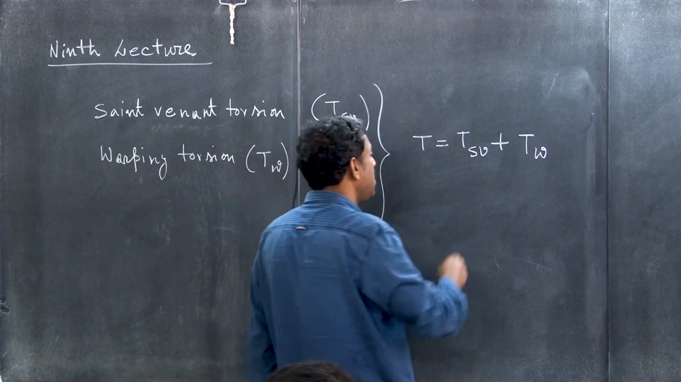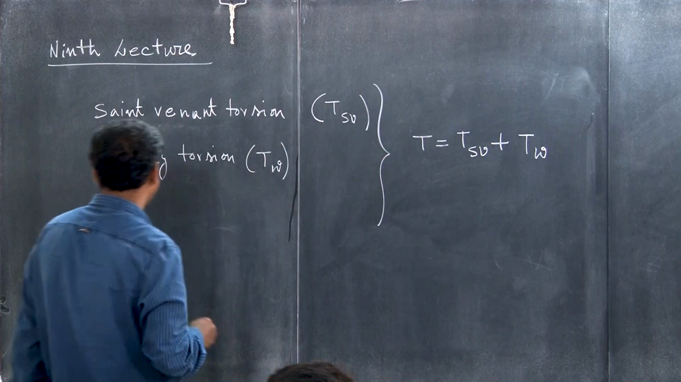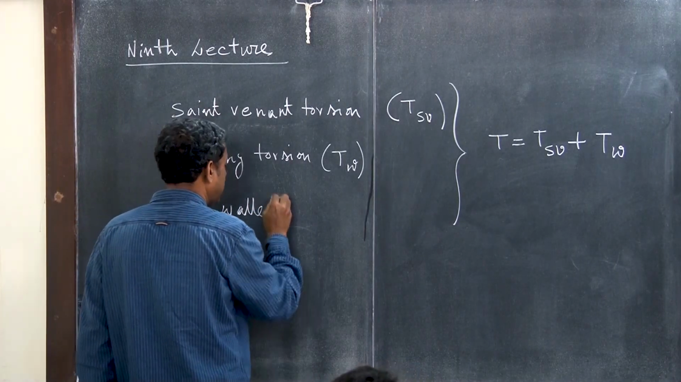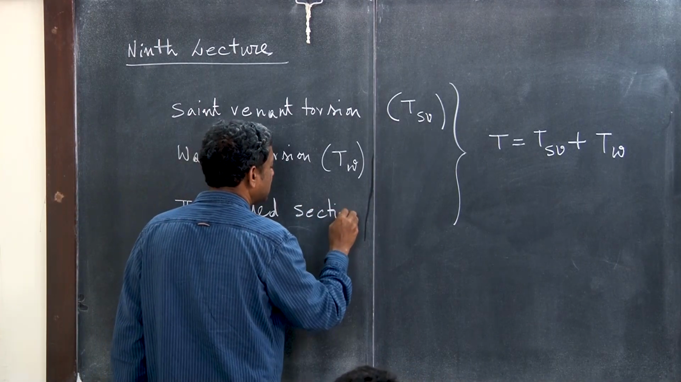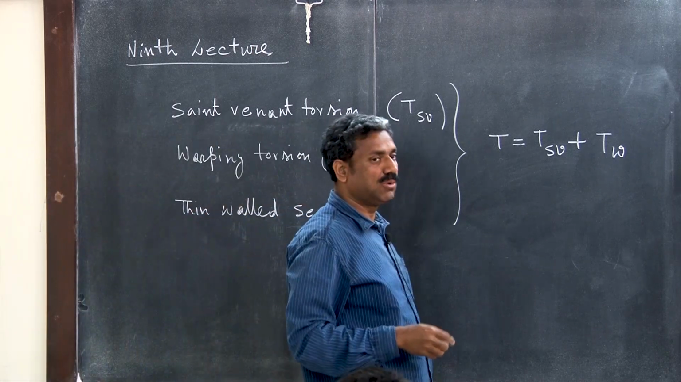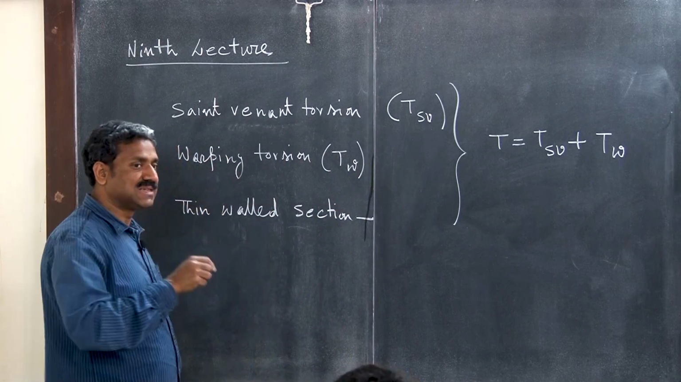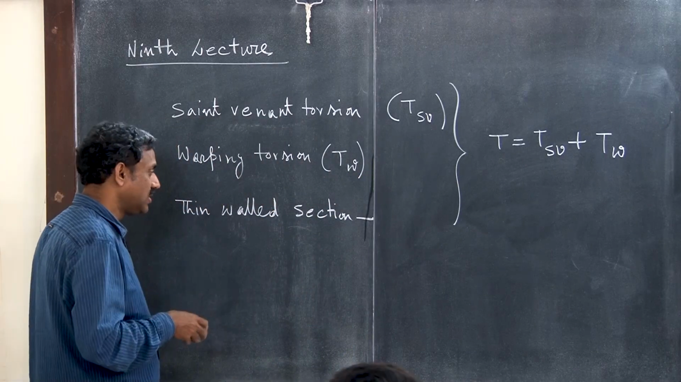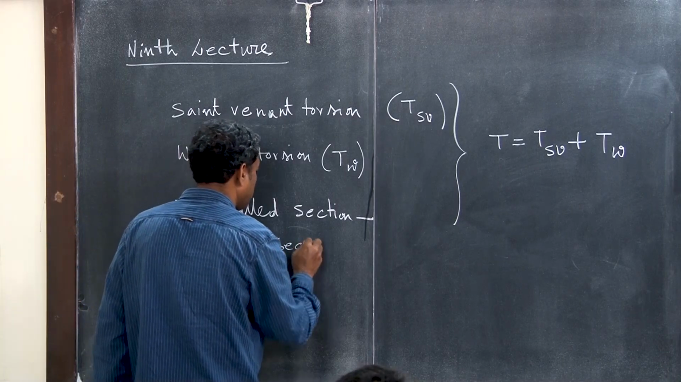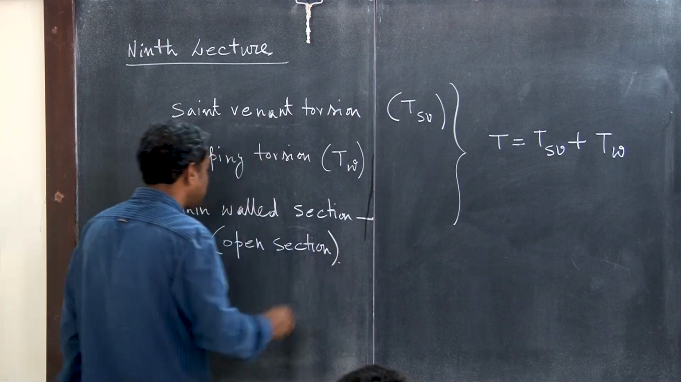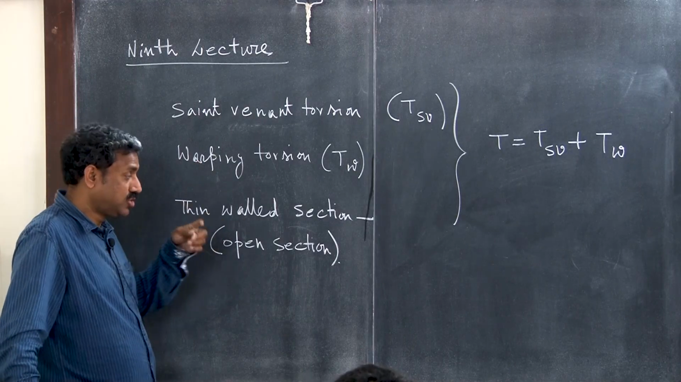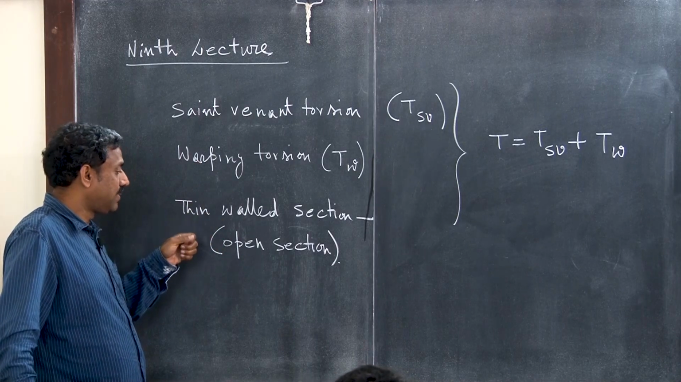Now, what we are going to consider here is mostly thin walled sections, because thin walled sections are more susceptible to this, for example an I section. We are going to consider mainly open sections, not closed sections, because for a closed section the torsional constant is too high to have any significant warping.